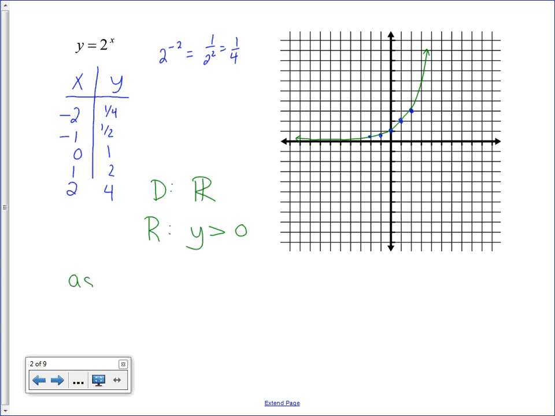At the line y equals 0, we have what's called an asymptote. An asymptote is like an invisible barrier that the function does not cross. You don't always need to show it, and sometimes you'll be asked to show or say where the asymptote is. And so that's a barrier that this function does not cross.